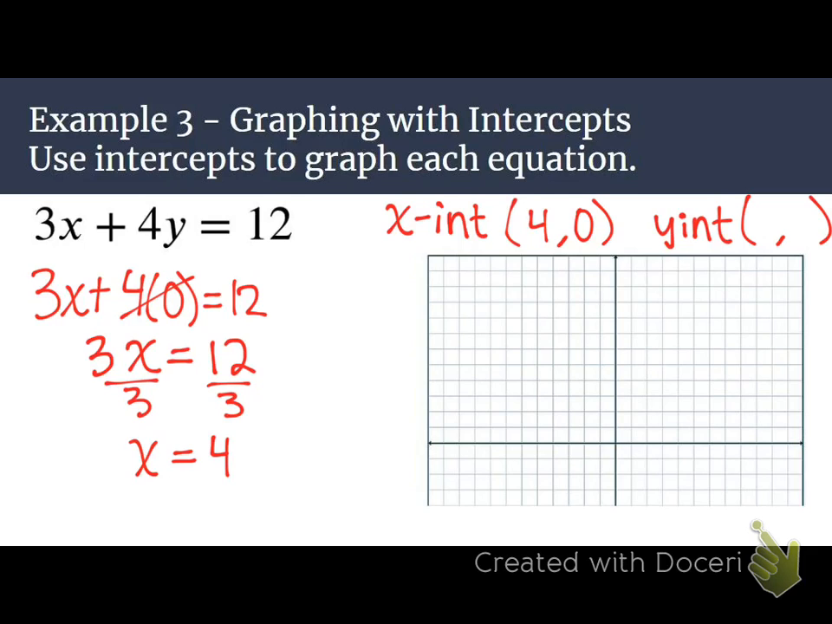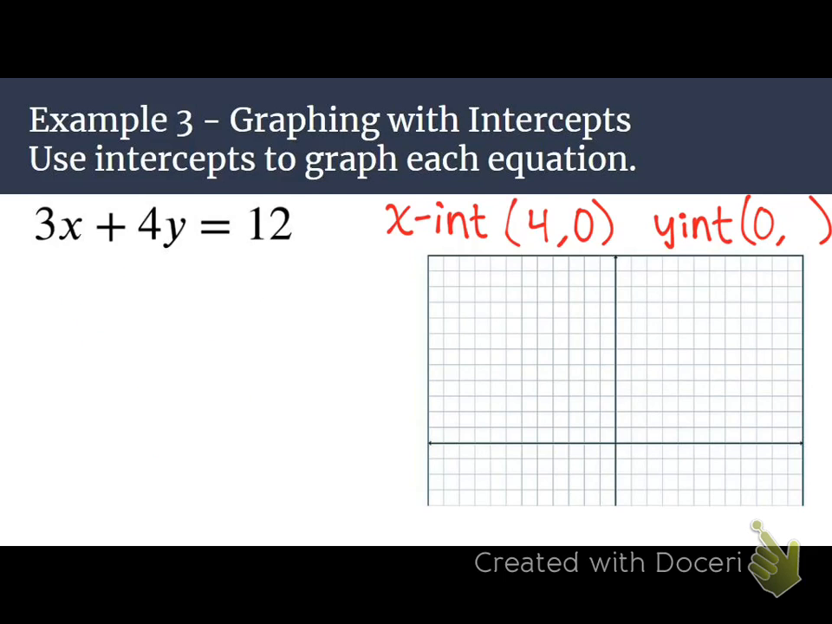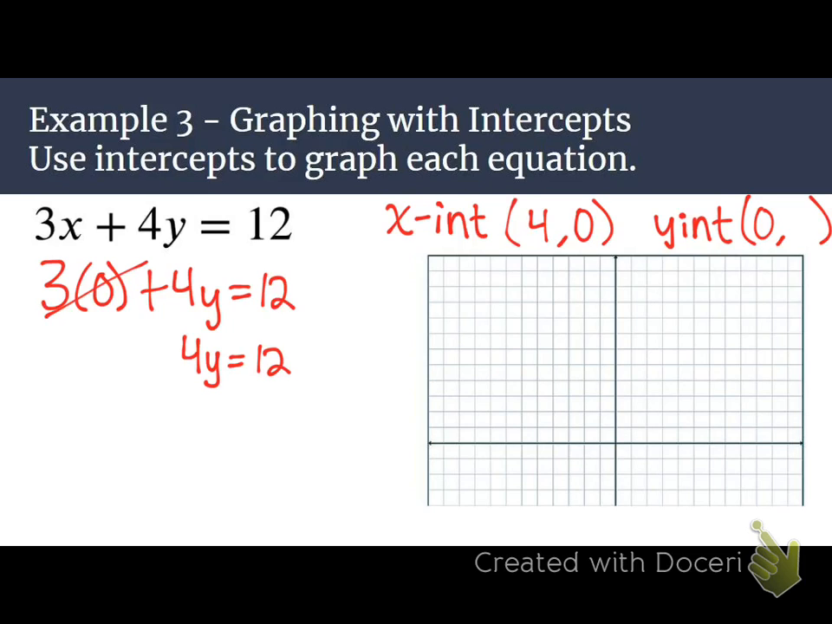Next, we have to do that for our y-intercept. But this time to find our y-intercept, what are we plugging in for what? Now we plug in 0 for x. So this time I start over. 3 times 0 plus 4y equals 12. 3 times 0 is 0. It's gone. What are we left with? 4y equals 12. To get y alone, we divide by 4. Y equals 3. So we found our x-intercept and our y-intercept.